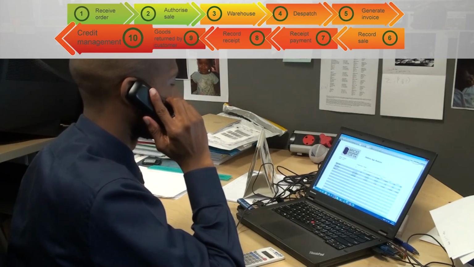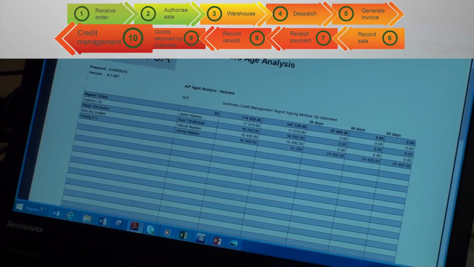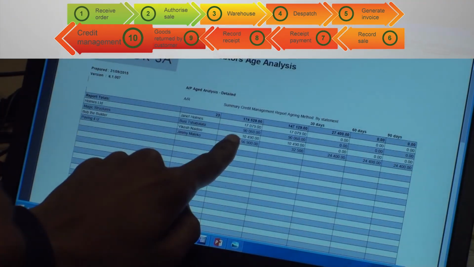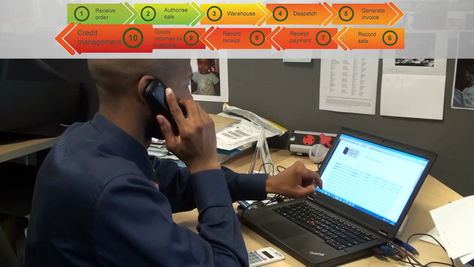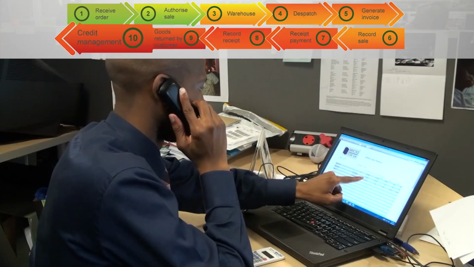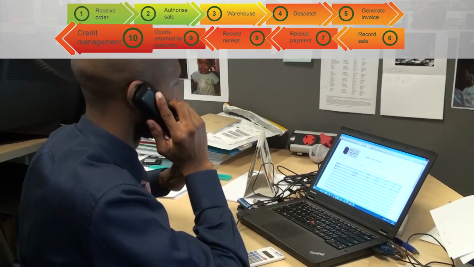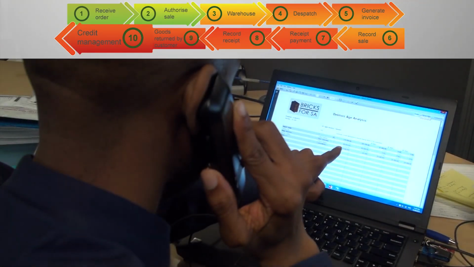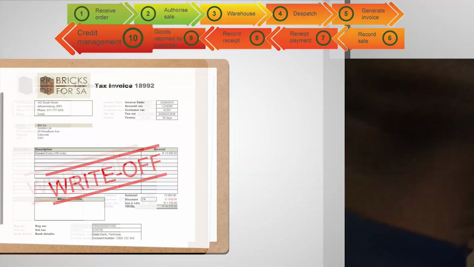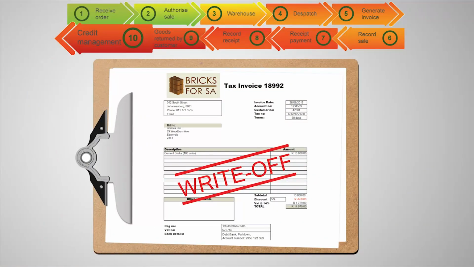department. Peter reviews the debtor's age analysis to identify debtors who have not paid their accounts on time. He contacts outstanding debtors in order for them to make arrangements for payment. Debtors who still do not pay as per agreement are handed over for debt collection. Where it is impossible or too expensive to collect debt, debtors are recommended to be written off as bad debt.